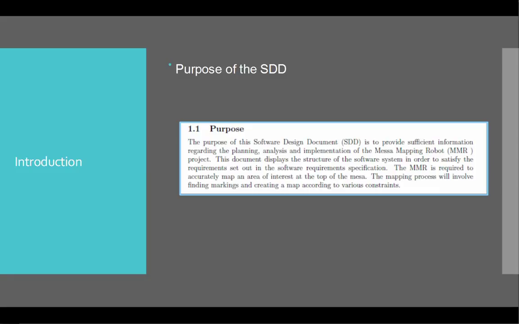The purpose of this software design document is to provide sufficient information regarding the planning, analysis and implementation of the MESA mapping robot project in both hardware and software aspects. This document displays the structure of the software system in order to satisfy the requirements set out in the software requirement specification document, which has been previously submitted.